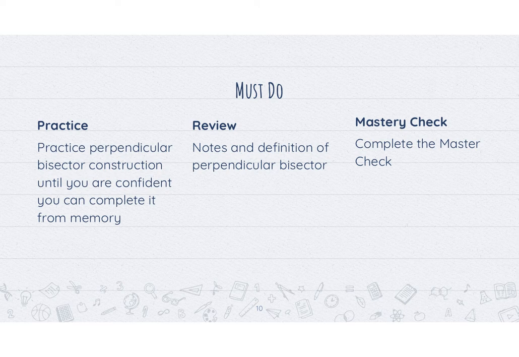So practice with paper, pencil, compass, straight edge. Then practice in GeoGebra. And when you've practiced both, then decide which one you like best and do a little bit more practice. Then you'll want to review your notes and the definition of perpendicular bisector. And when you've done that and you think you're ready for the mastery check, come get the mastery check from me, and we will get you started.